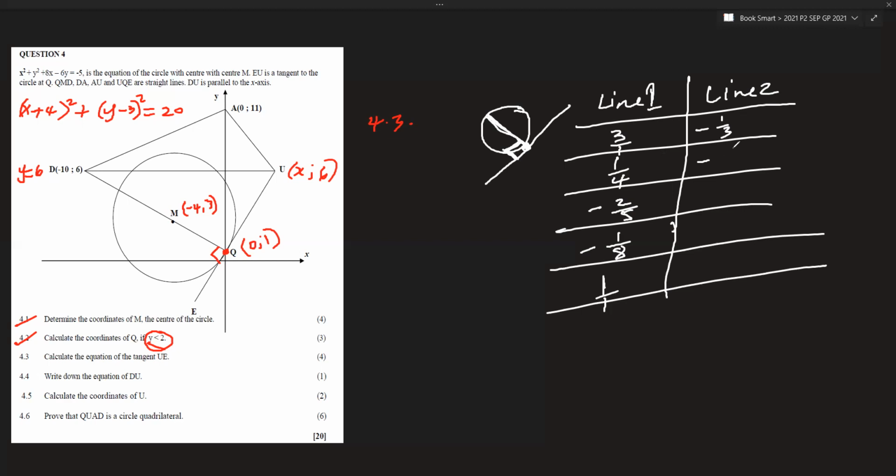This one will be -4 over 1. This one will be +5 over 2. So you switch the sign, you also switch the numerator and the denominator. This one will be +8 over 1. This one will be -1 over 1. That makes sense? Awesome. I'm sure now you have an idea of what's going to happen.